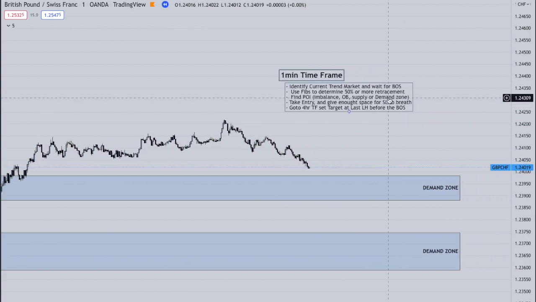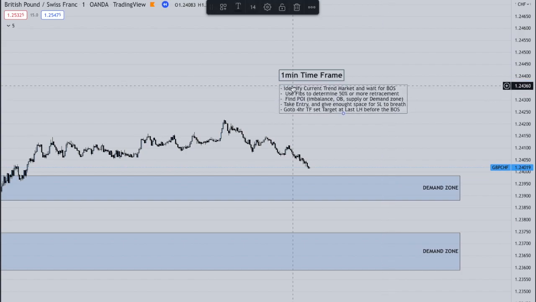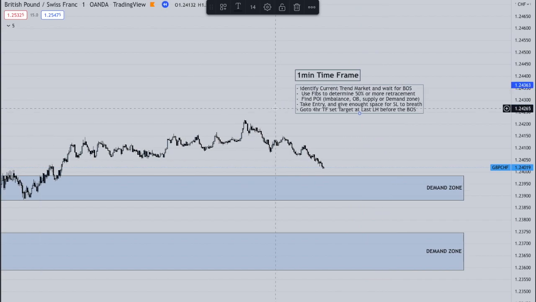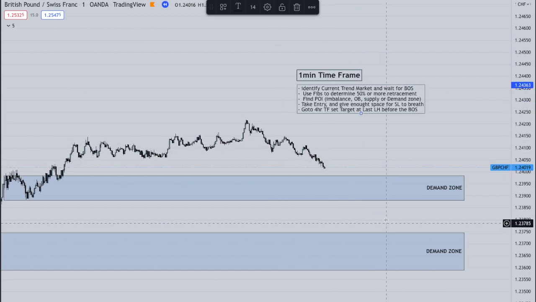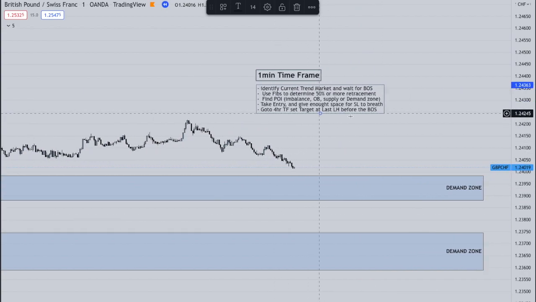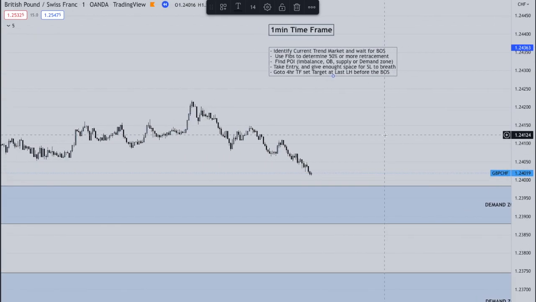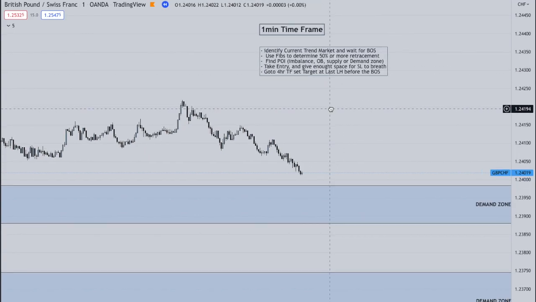And what does it say? Pretty much the same thing. Identify the current trend and wait for a break of structure. So we have two levels of demand that price can potentially bounce off of. Okay. Now with this strategy, we want to make sure that you do not get FOMO and that you do not react before you see the current confirmations within each time frame.